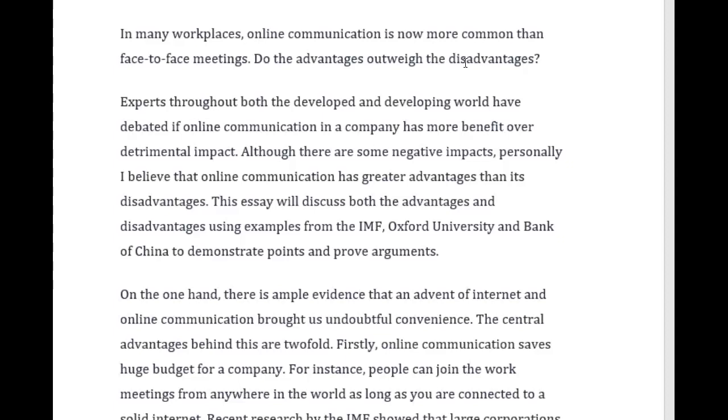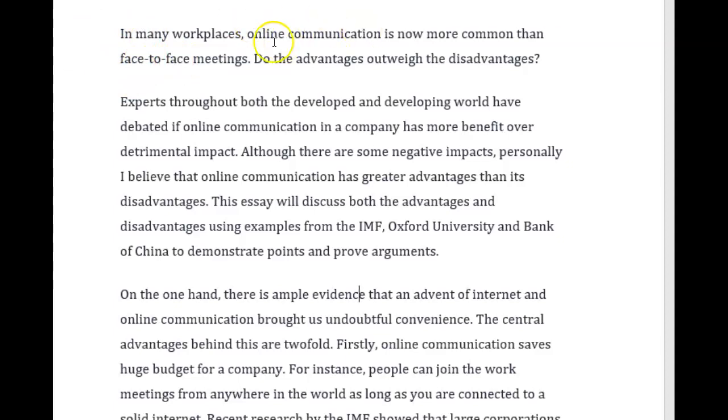So what a lot of people are tempted to do in this particular essay is talk about the positives of online communication, the advantages of online communication. That's kind of what they're asking, but it's not entirely what they're asking. They're telling us that we rely on this and use this a lot more than face-to-face. Okay, so there's this trend, there's this shift happening.